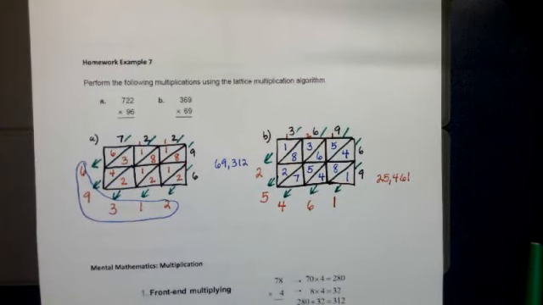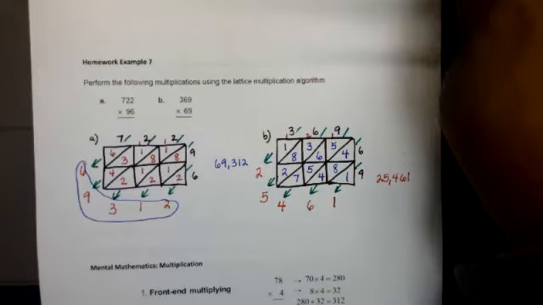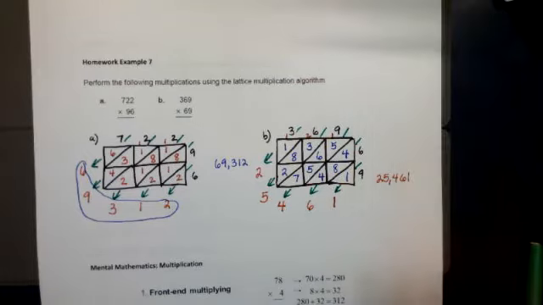Okay. That's how we use lattice multiplication to multiply 2 numbers. And pretty much it's easy, but the fact is you have to know what your multiplication facts are in order to do this.